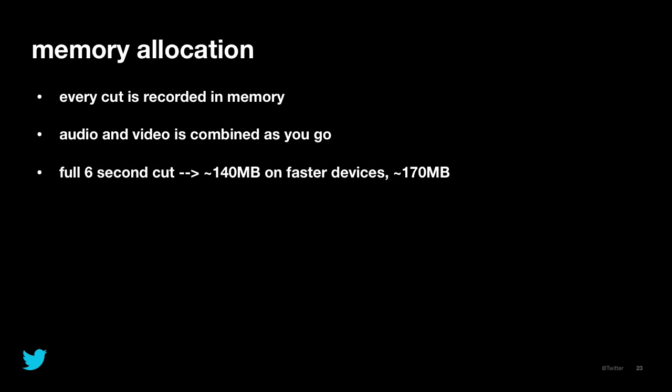And the reason why you need more on a slower device is because we can't free up that memory fast enough, because the slower device doesn't process the audio-video combination fast enough. So more memory has to be allocated for the future processing, if that makes sense.